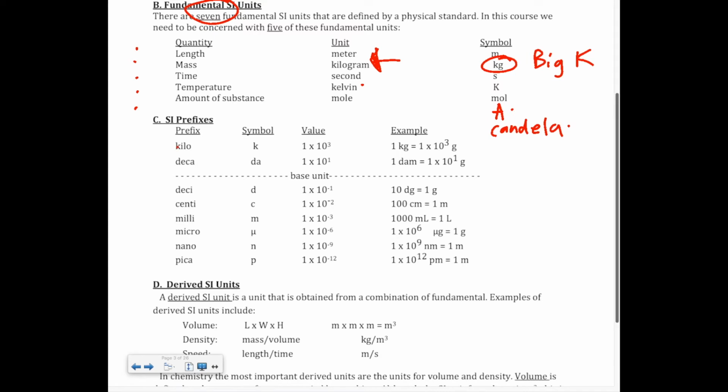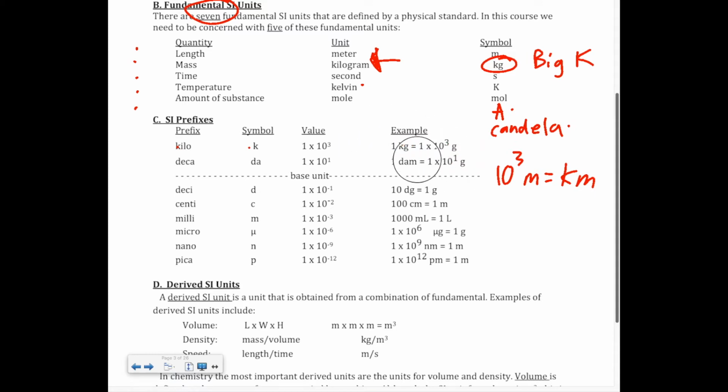Kilo is K. It's got the symbol K, and I want you to understand that K is worth 10 to the third, okay? What I mean by that is there are 10 to the third grams in a kilogram. There are 10 to the third meters in a kilometer, okay? And so forth. So you are taking one of the fundamental units, and you are adding a K to it, and it's shortening those numbers.